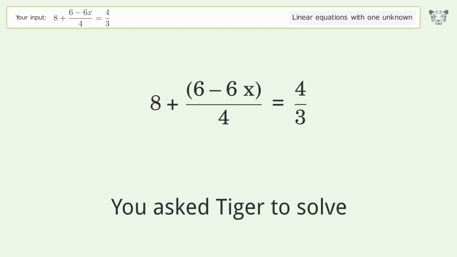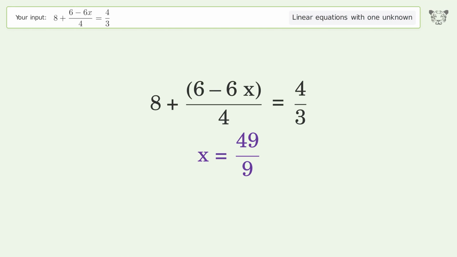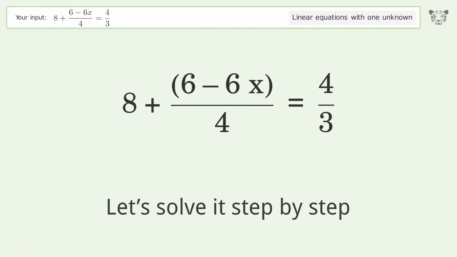You ask Tiger to solve. This deals with linear equations with one unknown. The final result is x equals 49/9. Let's solve it step by step.